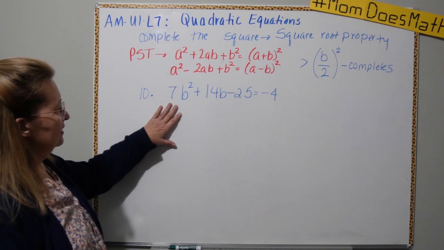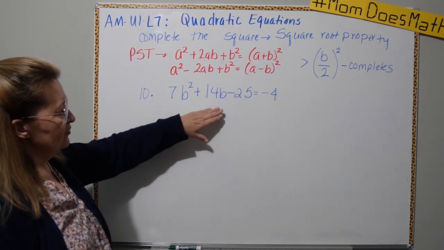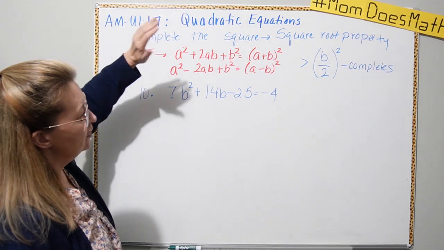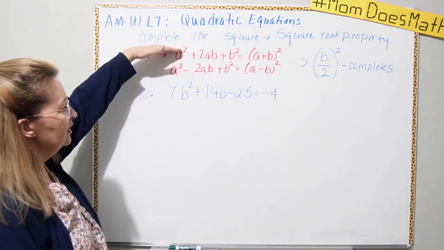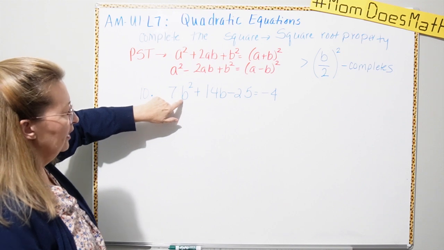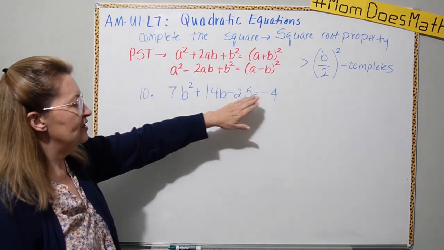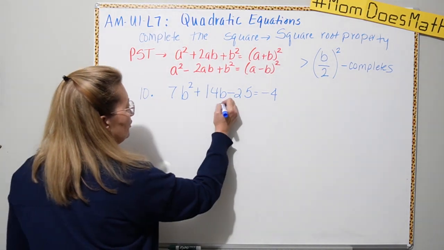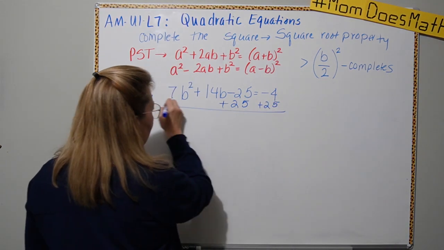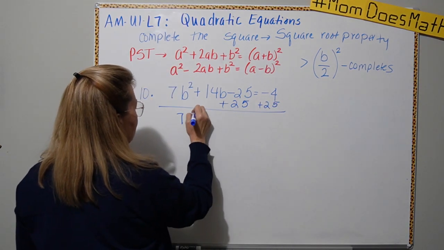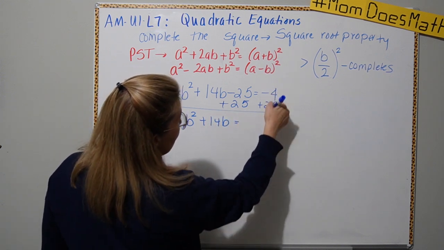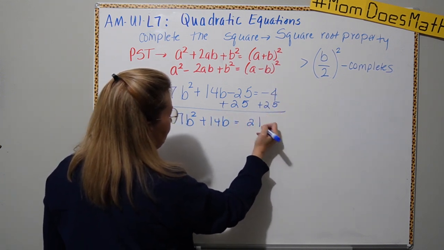Okay, so number 10 says 7b squared plus 14b minus 25 equals negative 4. Now before we can use the square root property after completing the square, we need a coefficient of 1 in front of our first term, and we need to move this to the other side. So first we're going to add 25 to each side, and that's going to give us 7b squared plus 14b equals negative 4 plus 25 is 21.